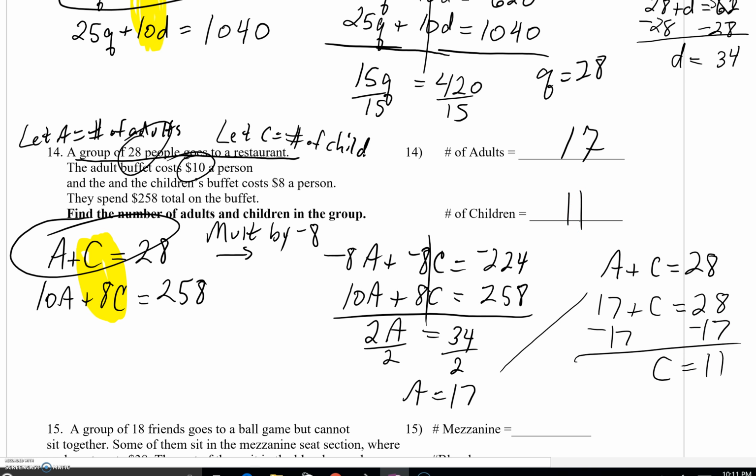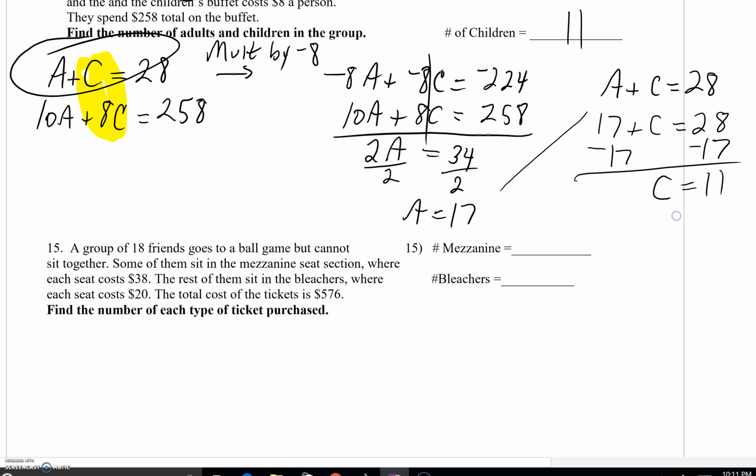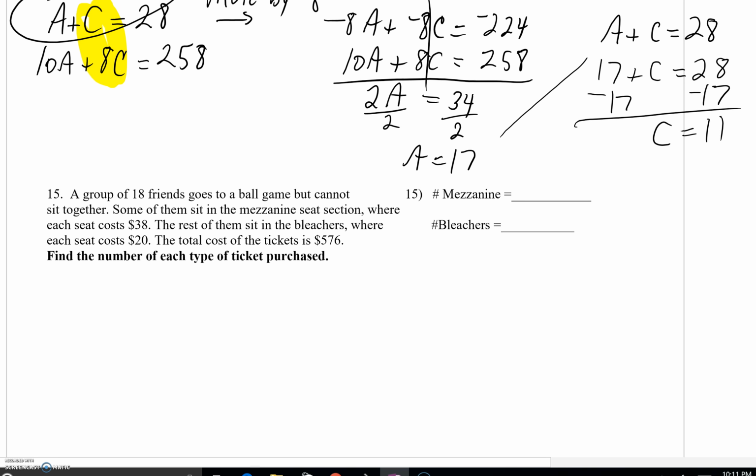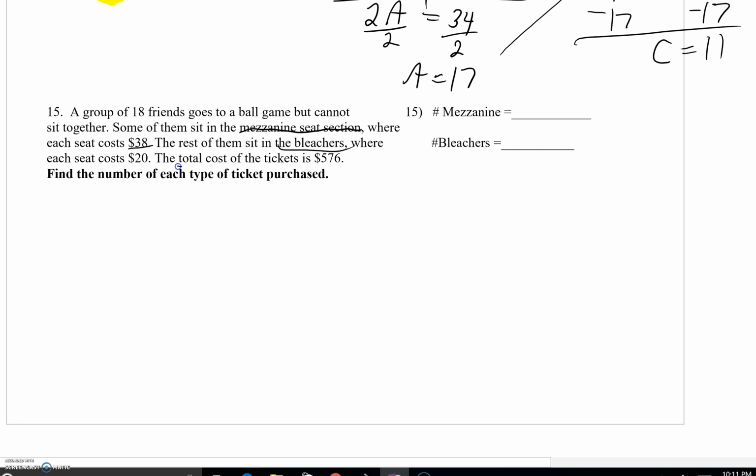Again, the wonderful thing is you can double check if you have the right number of people and also the right amount of money charged. Last one. A group of 18 friends goes to a ball game, but they cannot sit together. Some of them sit in the mezzanine seats, where it's $38. The rest of them sit in the bleachers, where each seat is $20. Total cost is $576. Well, you can let M be the number of mezzanine.